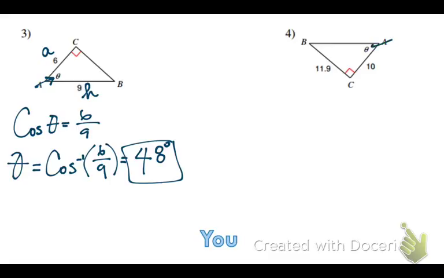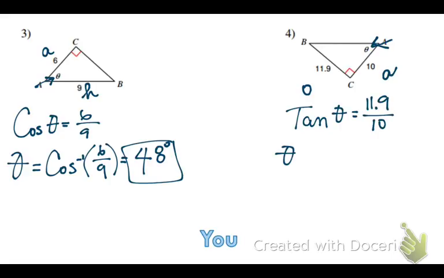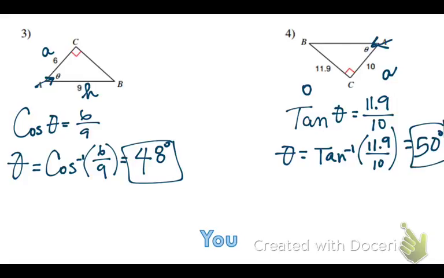From angle A, or from theta, in number 4, what kind of side is 11.9? Opposite. What kind of side is 10? So which trig function are we going to use? Tangent. That's theta equals 11.9 over 10. Shift tangent. Hit enter, you do get 50 degrees.